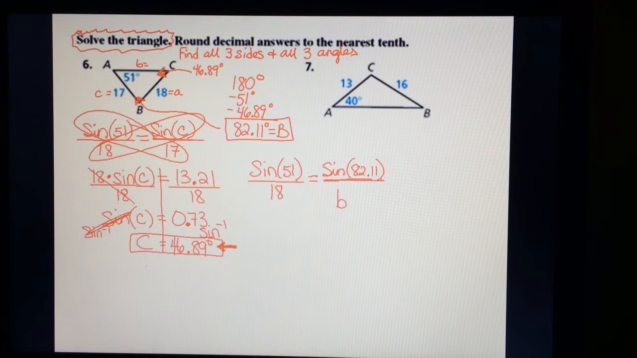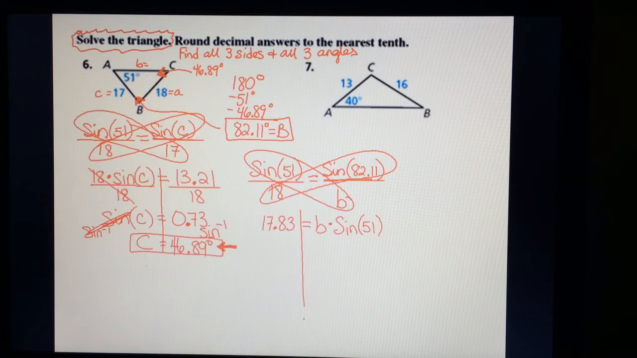So I set up my proportion. I'm going to cross multiply. This is all numbers here, so I can put that in the calculator. 18 times sine of 82.11 is 17.83. When I cross multiply this way, since that's a variable, can't actually do that in the calculator, I'm just going to write that that's B times sine of 51. Now, I'm trying to solve for B here. Right? Here's B. What's bothering him? He's being multiplied by sine of 51. This is all one combined thing. They stick together, okay? B is being multiplied by all of that. So I'm going to divide by all of that.